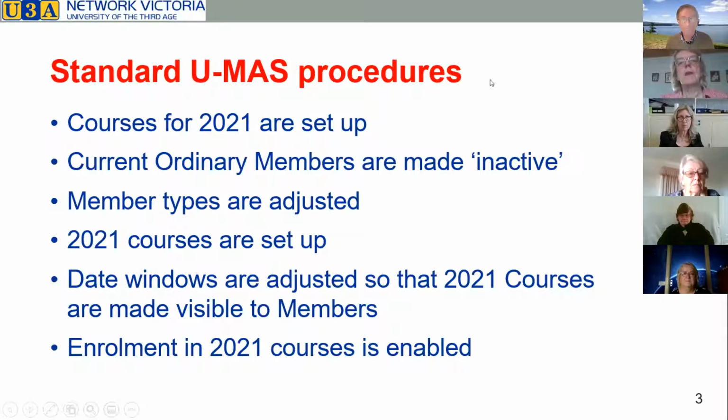The standard UMass procedures are that the courses for 2021 are set up, current ordinary members are made inactive, and member types are adjusted. The date windows are adjusted so that members can see the 2021 courses and not the current one, so there's less confusion. And enrolment in 2021 courses is enabled.